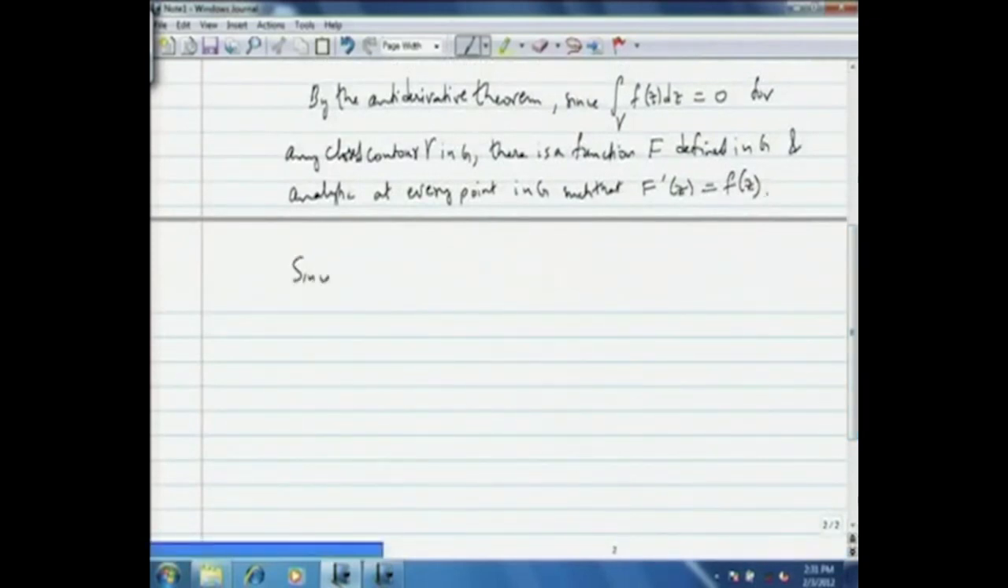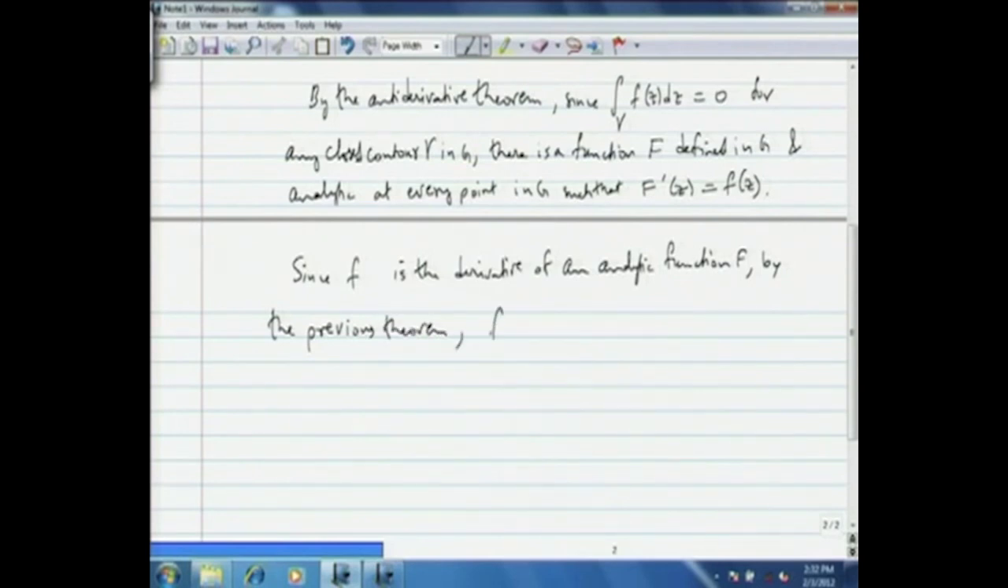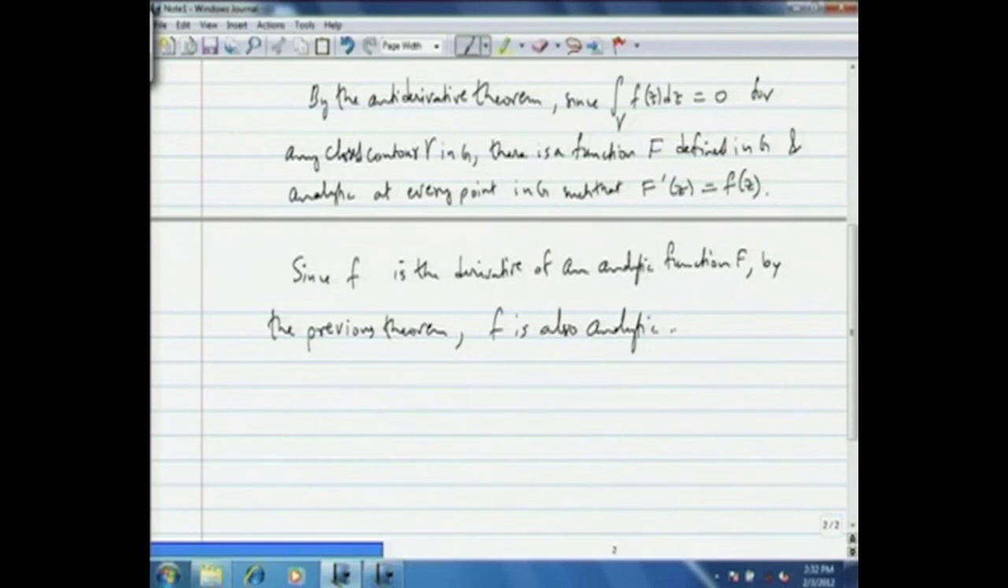Since little f is the derivative of an analytic function capital F, by the previous theorem we conclude that f is also analytic. We showed in the previous session that the derivative of an analytic function is also analytic. So, we can conclude from that that little f is also analytic on G, at every point in G.